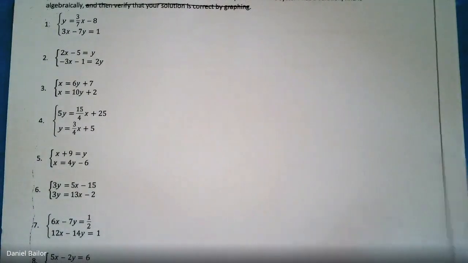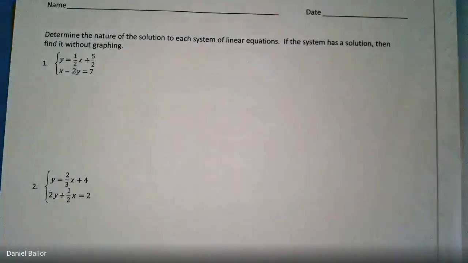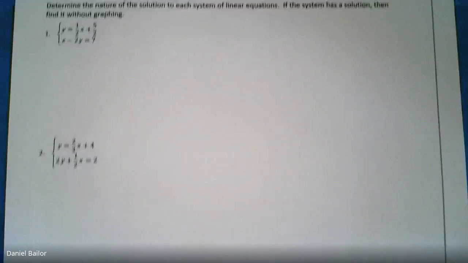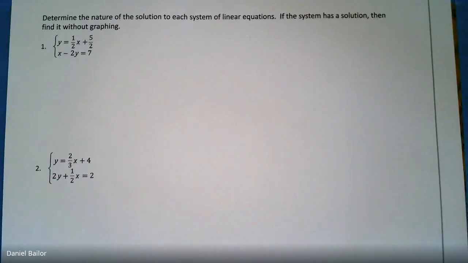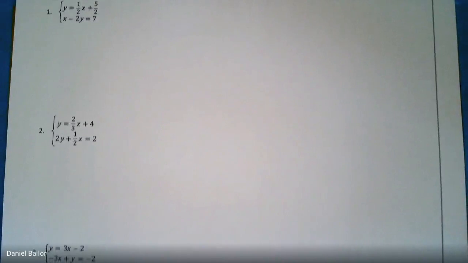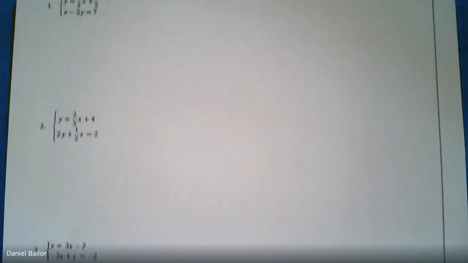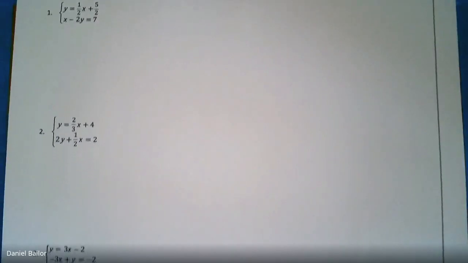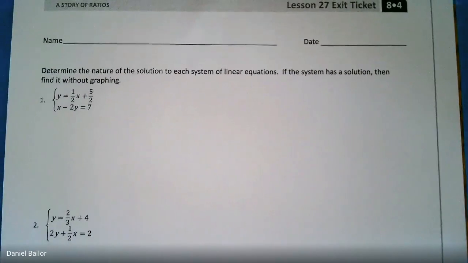When you feel confident, then you are ready to go back to page 339 and work on the exit ticket. And there are 3 questions on the exit ticket. And yes, you're doing the same thing. How many solutions? And if there is one solution, find it without graphing. That's what you're doing today on the exit ticket. So do that when you feel confident, after you've asked for all my help, after you've checked your work on the problem set with my answers. Work on the exit ticket.